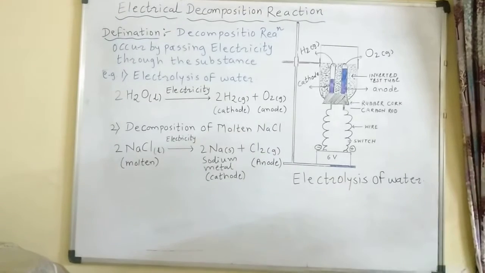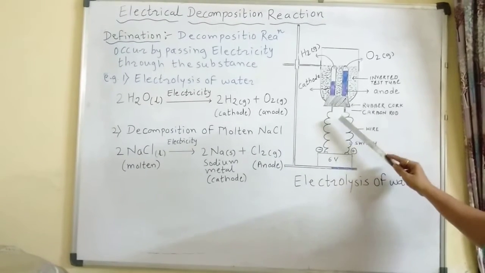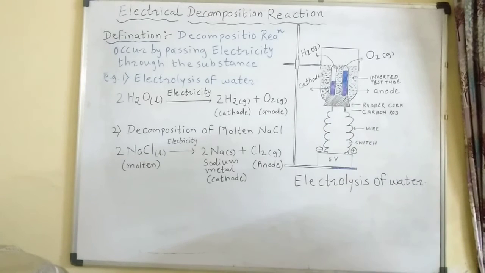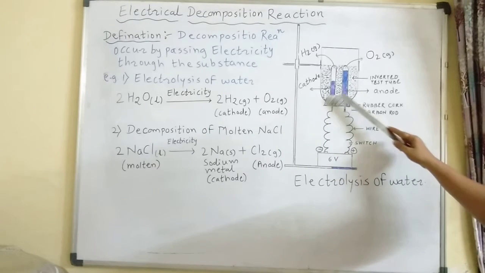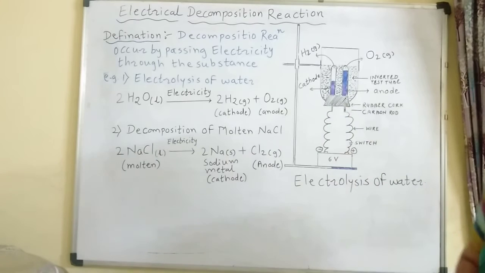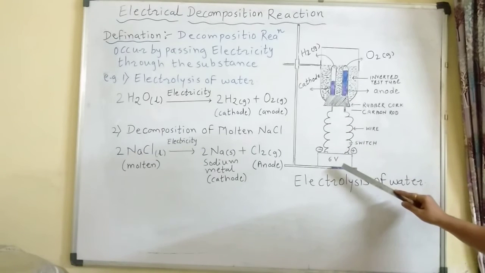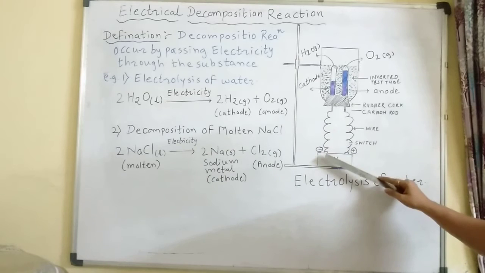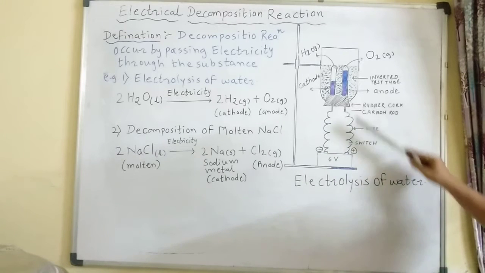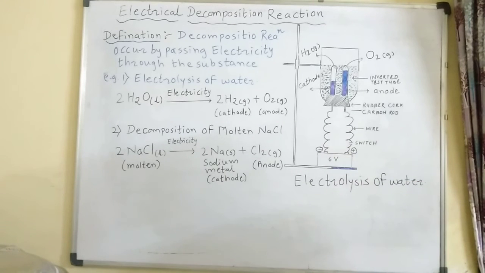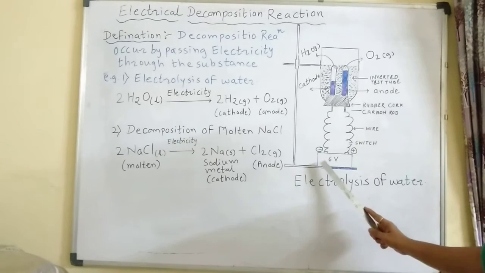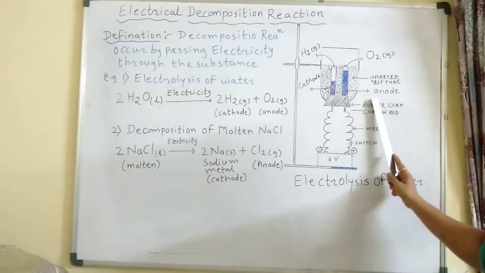In this figure you will find a plastic mug. In this plastic mug, carbon rods are fitted with the help of a rubber cork, and these two carbon rods work as electrodes. These two electrodes are connected to a 6-volt battery. One electrode is connected to the negative terminal of the battery, and the other is connected to the positive terminal. These two electrodes are known as cathode and anode.